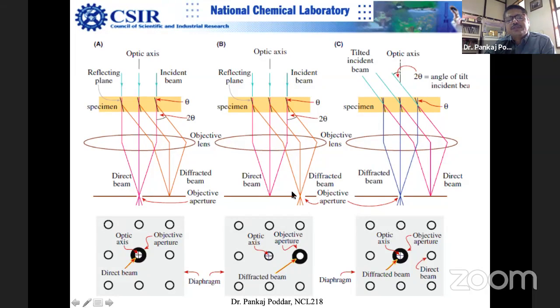I'm not using this for imaging. Once my aperture is placed here, I'm allowing only the rays which are diffracted from the plane which I want, for example 100, 111, 211. Those planes are diffracting. So when I make the image out of that, other areas will look dark and only this will shine up. Those platelets or areas which are aligned in that particular direction will light up.